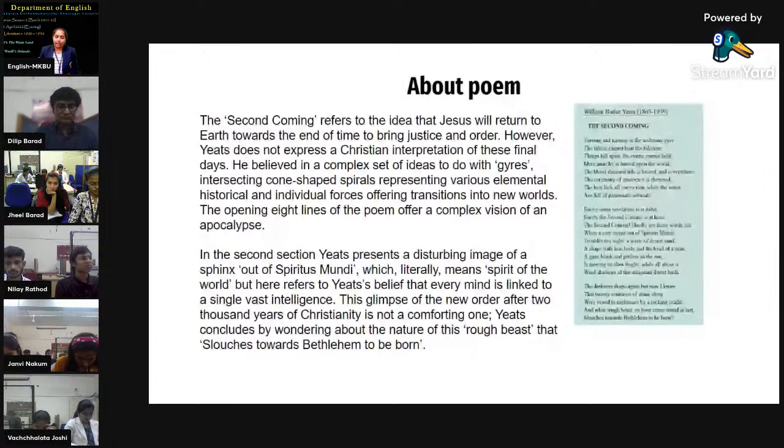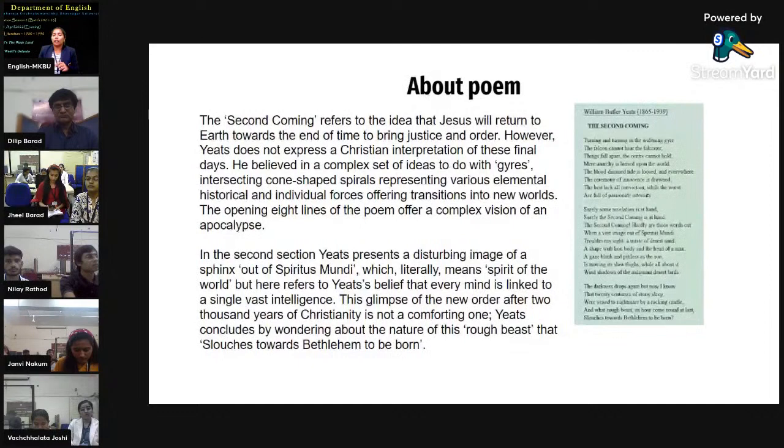In the second section, Yeats represents that disturbing image spanning out of the Spiritus Mundi, which literally means spirit of the world, referring to Yeats's belief that every mind is linked to a single vast intelligence. This is a glimpse of a new order after 2000 years of Christianity, which is not a comforting one. Yet he concludes by wondering about the nature of the rough beast that slouches toward Bethlehem to be born. This is about the religion of Christianity.